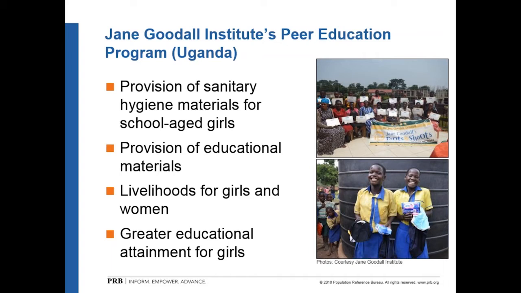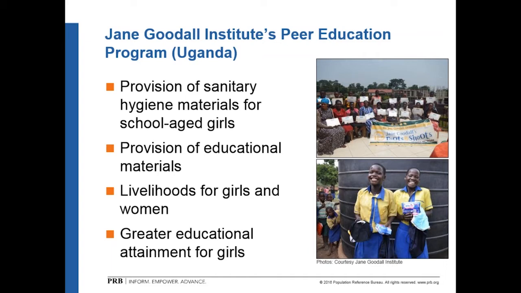I also wanted to bring up Jane Goodall Institute's peer education program, which is working in Uganda. Uganda, in this area, has a high dropout rate for high school-aged girls. And so JGI is working through their peer education program to support young girls with scholastic and sanitary materials, and they receive instruction through a peer education model. The trainers have to date provided individual mentoring to over 7,000 students in over 70 schools.